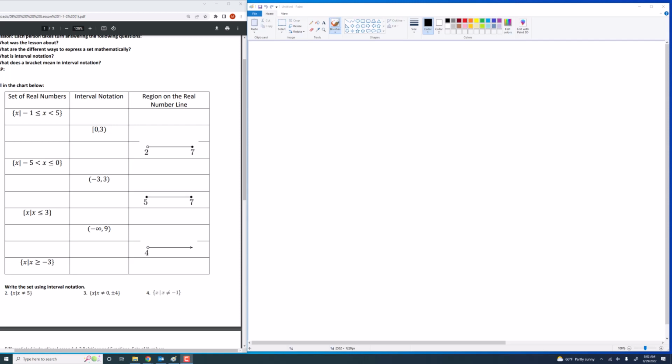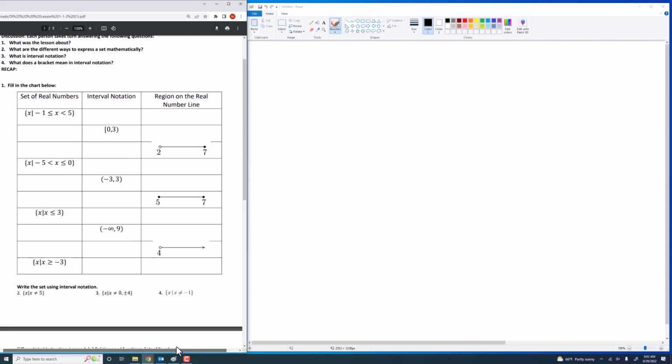All right, so let's get through this DI. So in the first problem, it says fill in the chart below. And so for this first one, I need to know what the interval notation is, and I need to know the region on the number line.